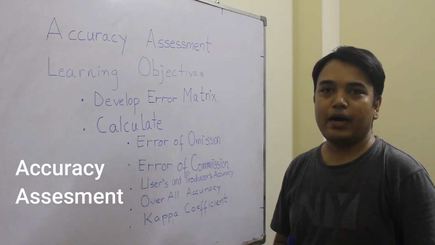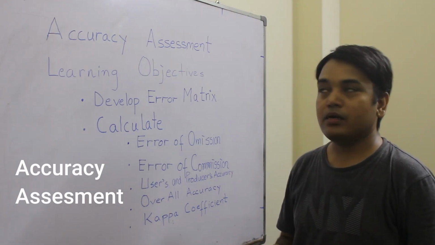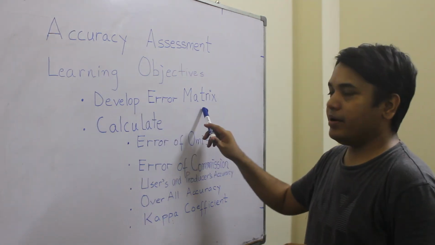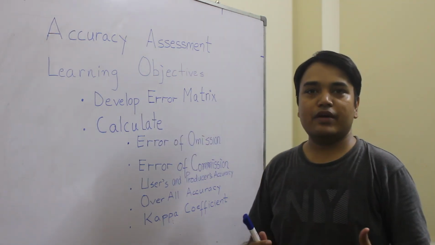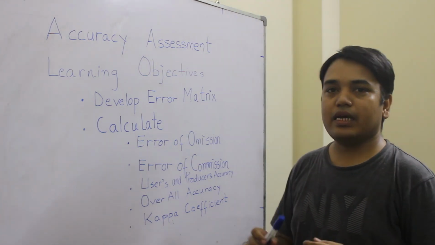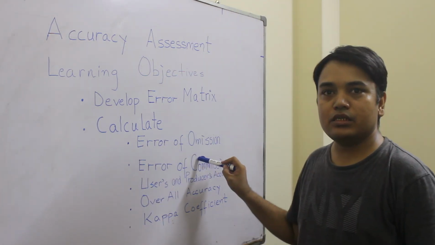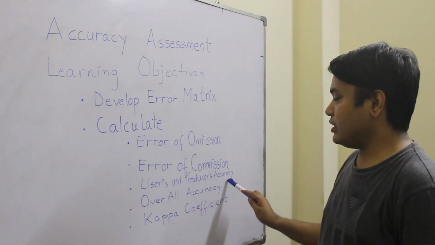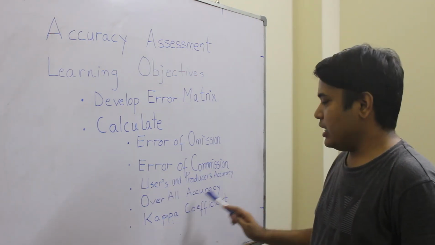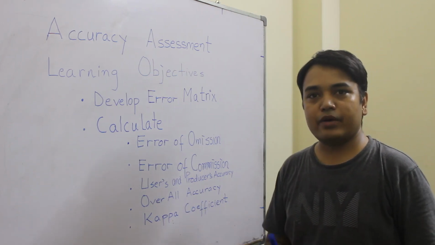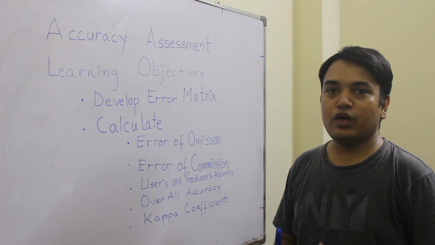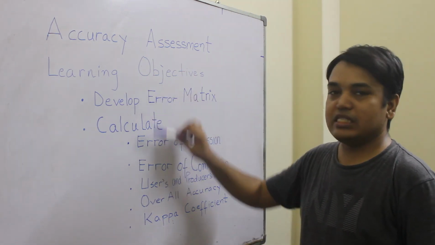In this video we will learn about accuracy assessment. What we will do basically is develop an error matrix. Then once we have developed an error matrix, we will calculate error of omission, error of commission, user and producer accuracy, and then we will calculate overall accuracy, and last we will calculate the kappa coefficient. So in this video we will go through all these steps.